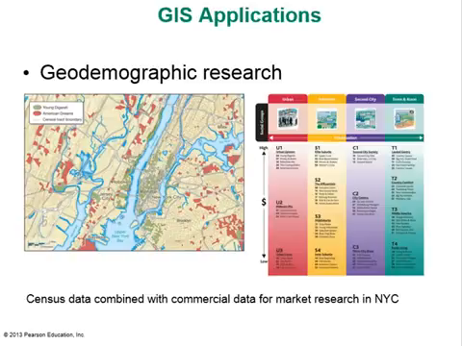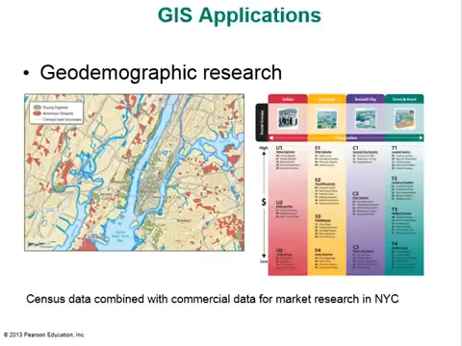Now, some of the applications of GIS have really exploded. We can use census data combined with commercial data to do market research. What's neat about this is that when we map where people live and their demographics, and census data about age, education and income level, it becomes powerful information that a lot of big corporations and companies use to analyze and decide where they're going to locate.